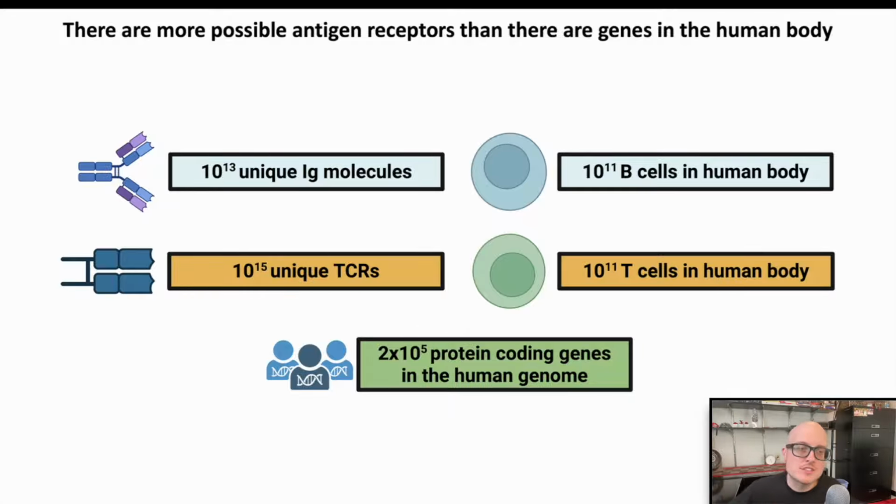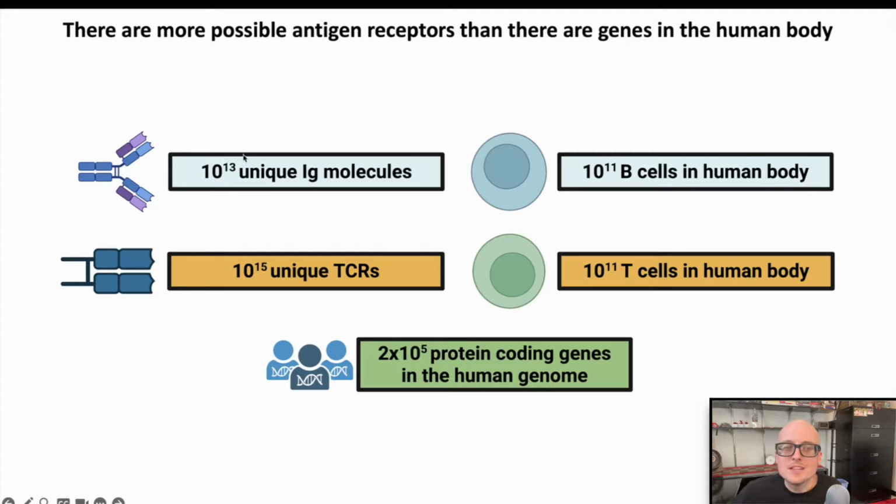One is that out of this 10 to the 13th, many of them are not things that we would actually want. Maybe they recognize self molecules, which is a big chunk of this 10 to the 13th possibility. So we want to get rid of those. We don't want autoreactive B cells. And also, some of the conformations just don't work in terms of the way the amino acids fold.